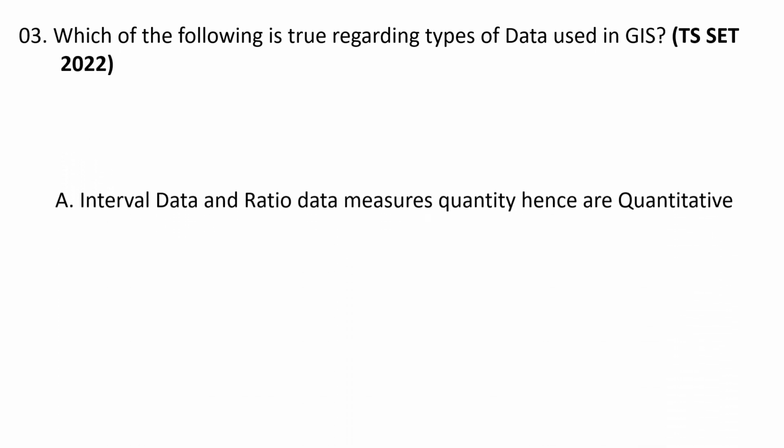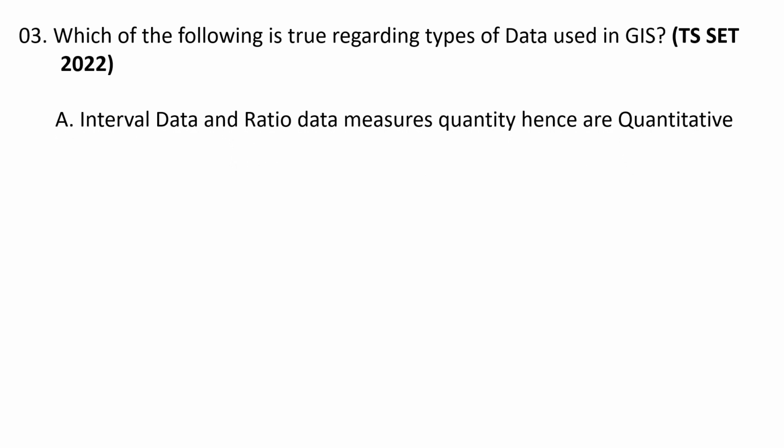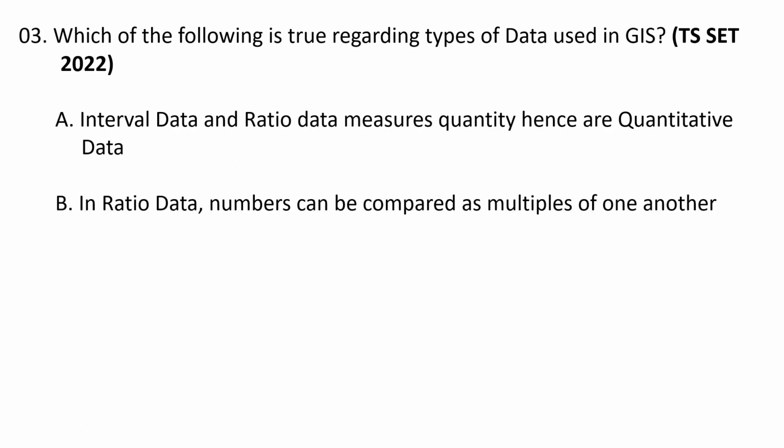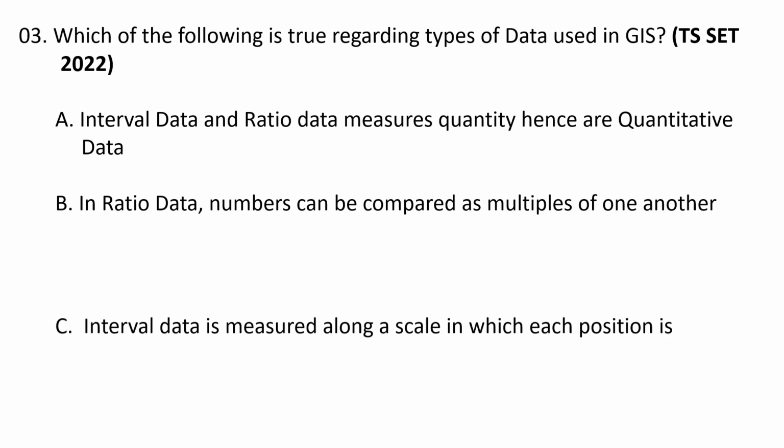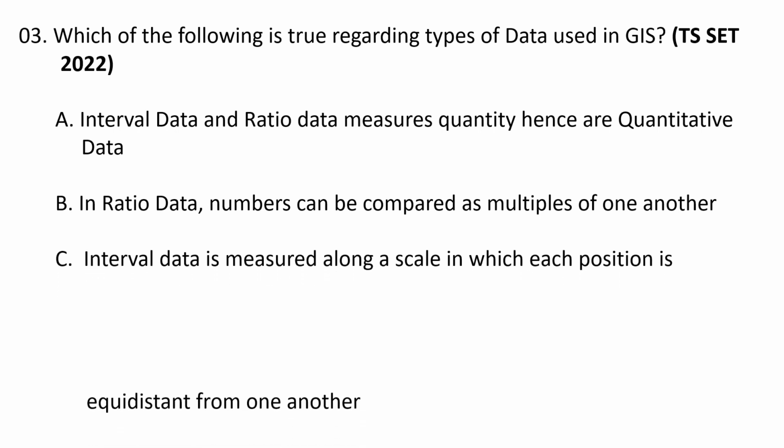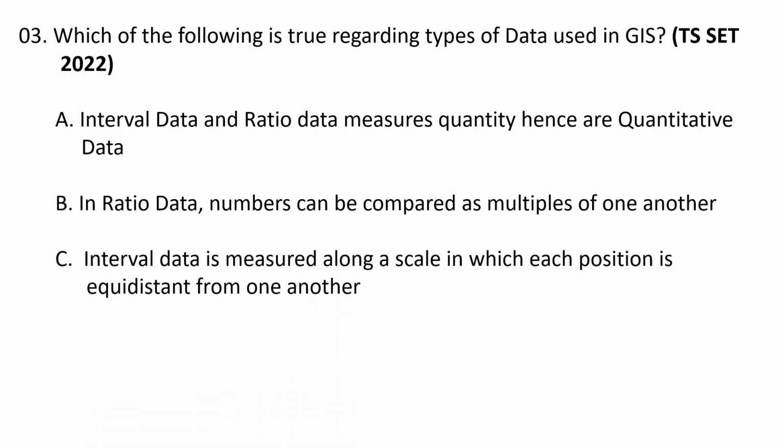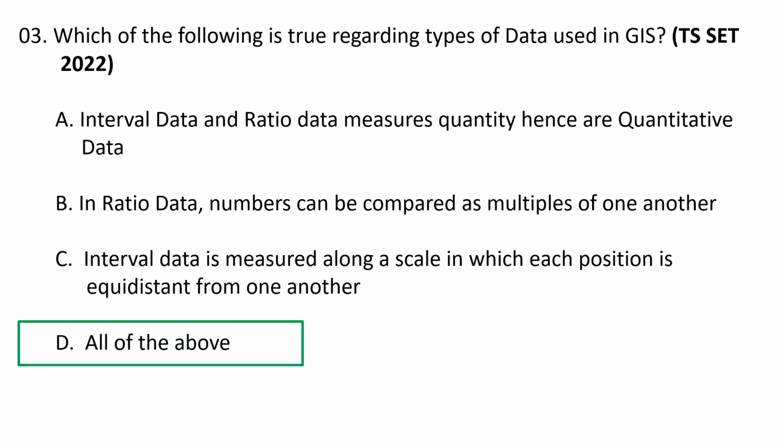Next question. Which of the following is true regarding types of data used in GPS? A. Interval data and ratio data measure quantity, hence are quantitative data. B. In ratio data, numbers can be compared as multiples of one another. C. Interval data is measured along a scale in which each position is equidistant from one another. And D. All of the above. So the correct answer is all of the above.